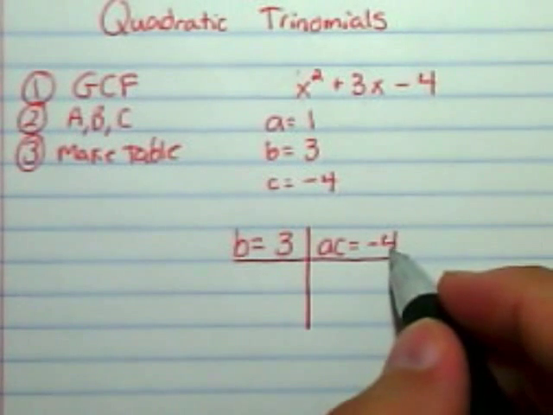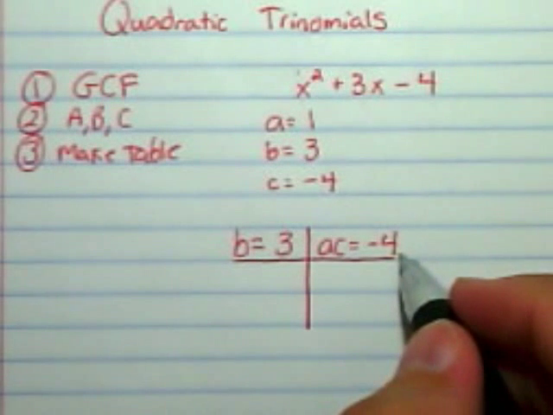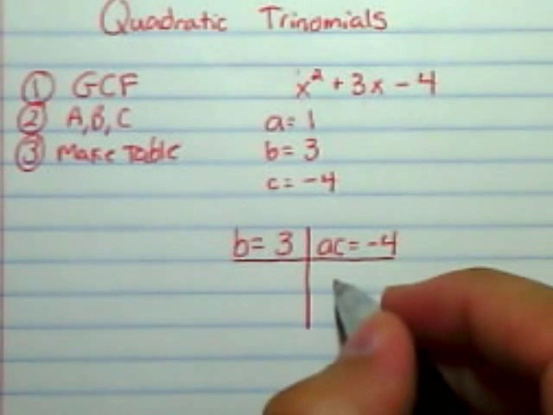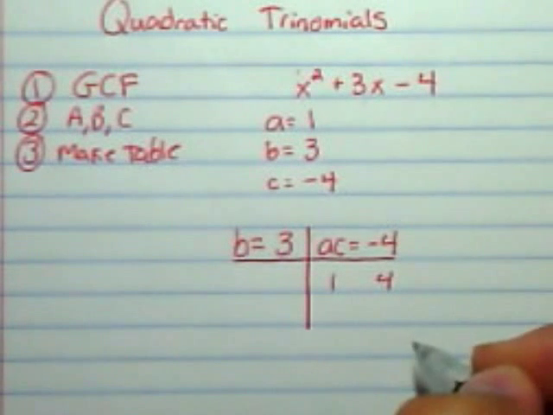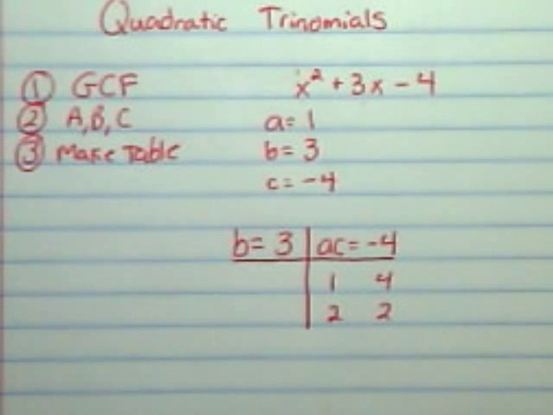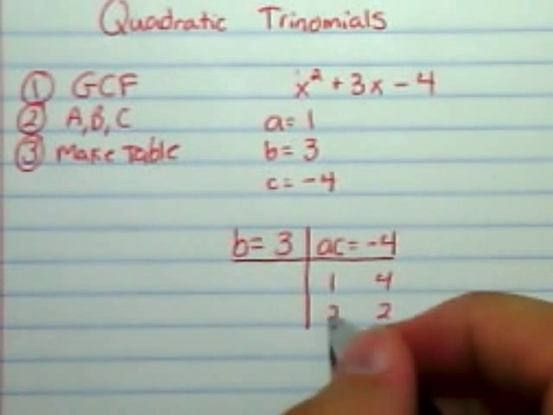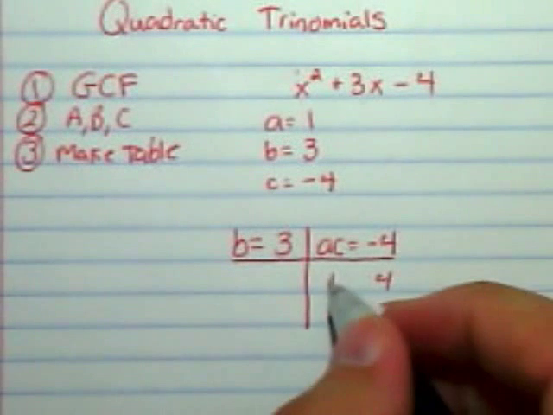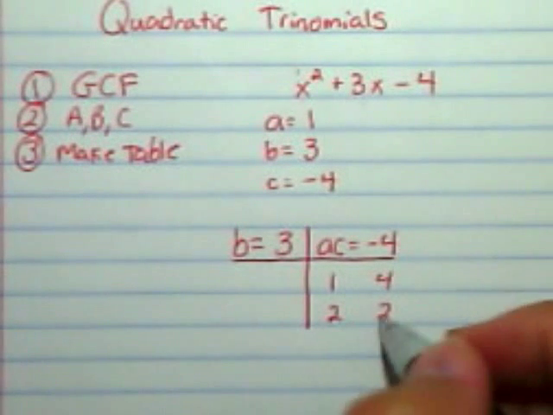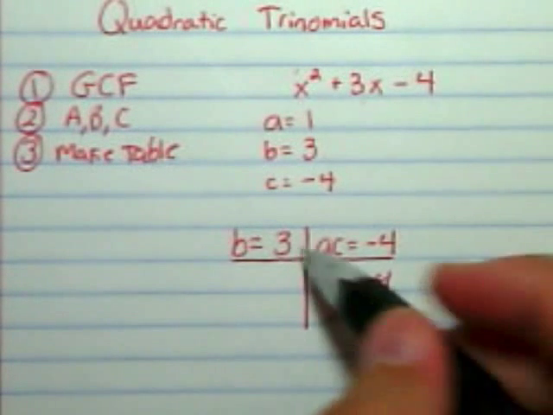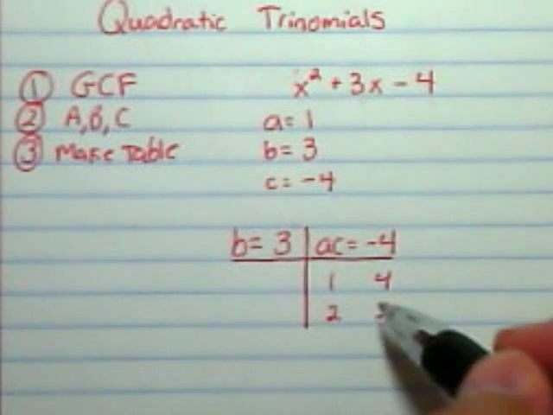Now what we're going to do is find all of our factors for 4. So our factors would be 1 times 4 gives us 4, and 2 times 2 gives us 4. Right? Now, this is a negative 4, so one of these has to be negative. With 1 and 4, one of those has to be negative. With 2 and 2, one of those has to be negative to get negative 4. Well, how do we know that? That's where we look at our B, our 3.